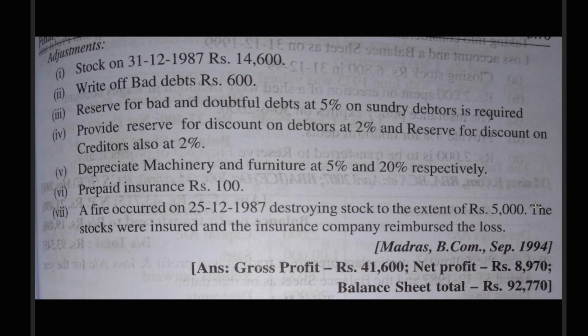Then you have something: a fire occurred on 25th December, destroying stock to the extent of 5,000. The stock was insured and the insurance company has reimbursed it. Since this is related to stock, and stock we are showing in the trading account, we will make an adjustment in the trading account as well as show this in the balance sheet as insurance claim. Now let's see the trading account.